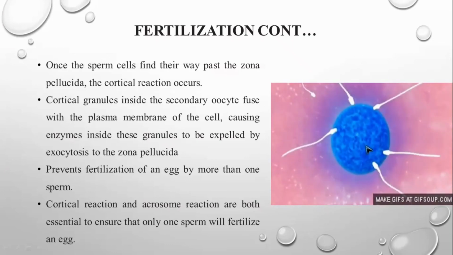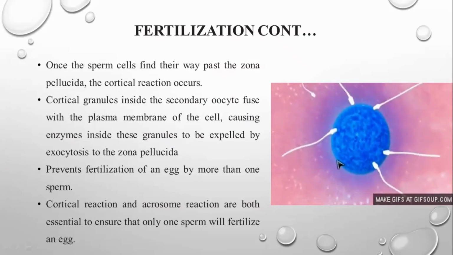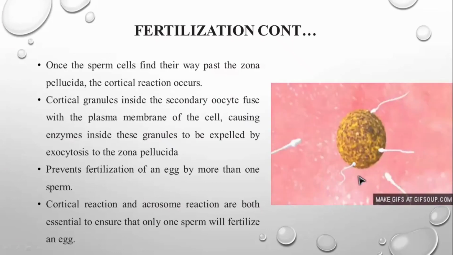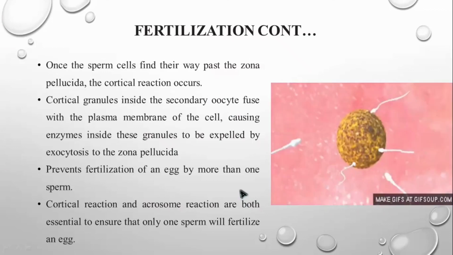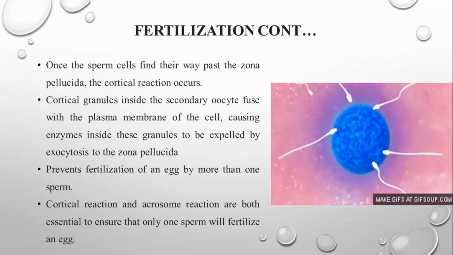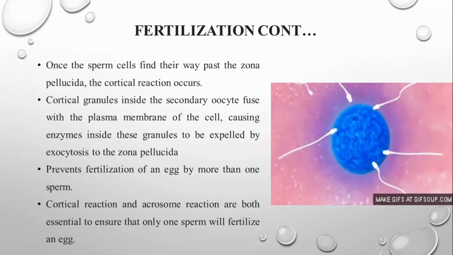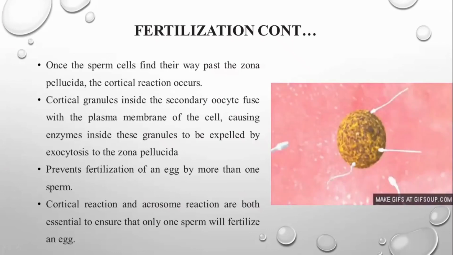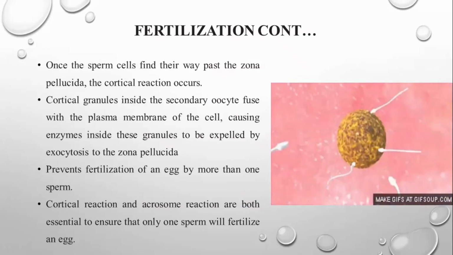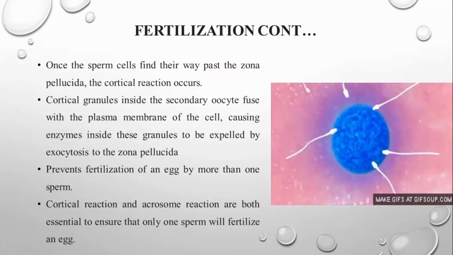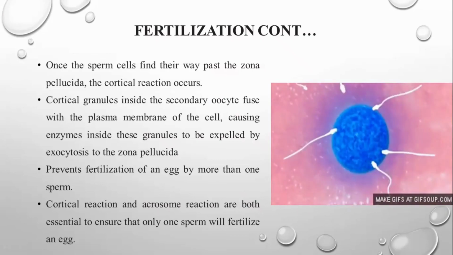As soon as the first sperm enters the ovum, that reaction is called a cortical reaction. The cortical granules inside the secondary oocyte fuse with the plasma membrane of the cell, causing an enzyme inside these granules to be expelled by exocytosis into the zona pellucida, which prevents fertilization of the egg by more than one sperm. That's very important. The cortical reaction and the acrosome reaction are both essential to ensure that only one sperm will fertilize the egg.